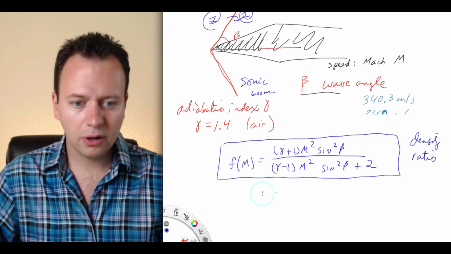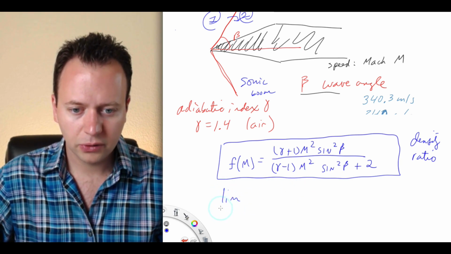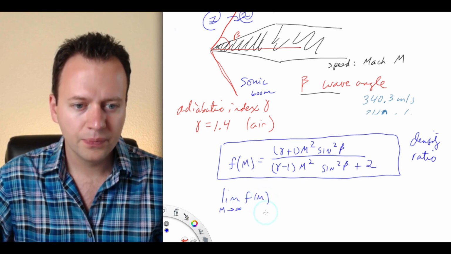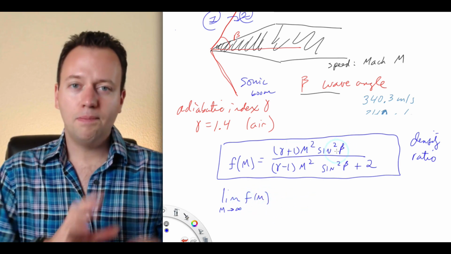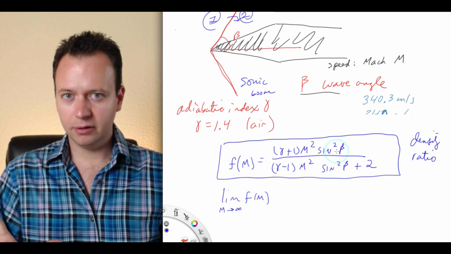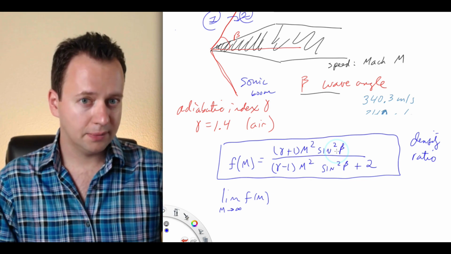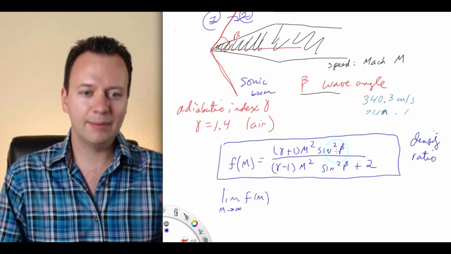With this, one thing we can look at, and some of this is a review, is the limit as M goes to infinity of F of M. Well, beta and gamma are parameters. Right now we're just viewing them as constants. So beta is a constant, gamma is a constant.